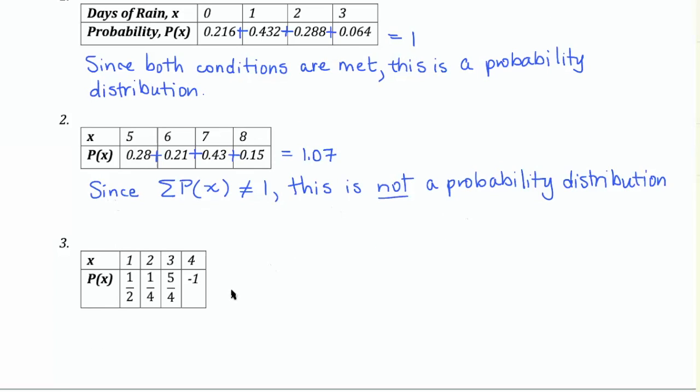And now taking a look at the third example, again, we can see that x is a discrete random variable, happens to take on the values 1, 2, 3, and 4. And we begin by checking condition 1, that all the probabilities are between 0 and 1. 1/2 and 1/4 certainly are, but 5/4 is equivalent to 1.25.